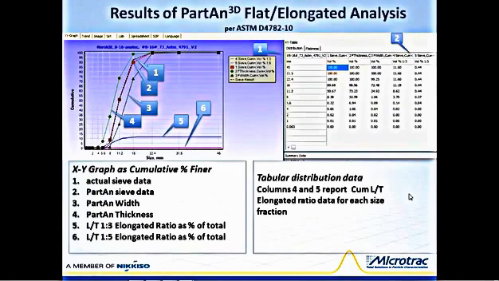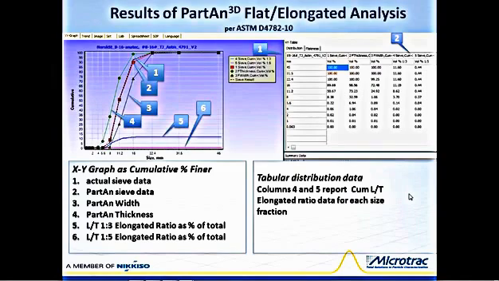Here's a view of a measurement result of flat elongated analysis displayed on the XY graph and table. Following the numbers on the graph, number 1 is a cumulative percent finer plot in a dashed black curve, which is the actual sieve data size distribution.